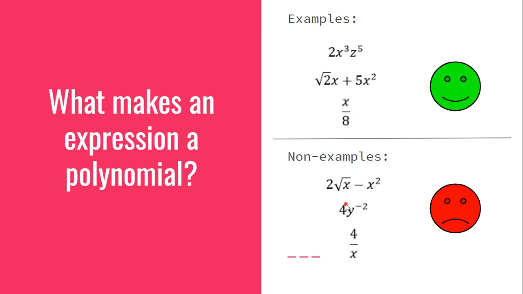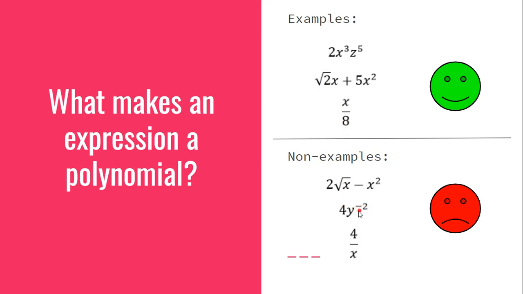Under the non-examples, there are some things that don't fit into this category. So the first thing to look at is a variable under a square root. We do not want any variables under a square root or a cube root or any other kind of root in our polynomial expression. As soon as we see a variable under the square root, we do not have a polynomial. Notice in the example above, I did have a square root, but it wasn't a variable under that square root. It was just a number, and that is okay. It's having a variable under the square root that we would like to avoid.